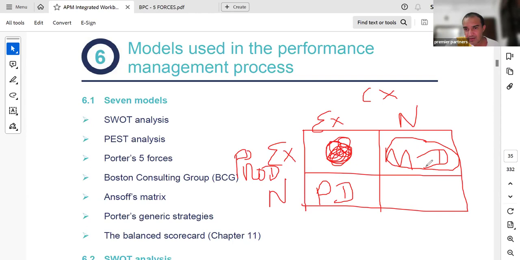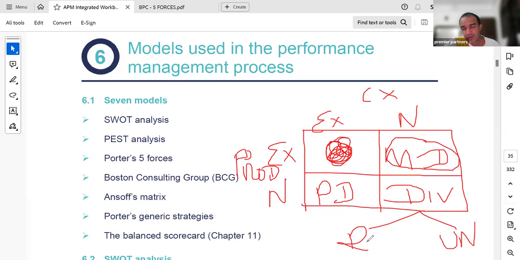Then the last one, where you sell a new product to a new customer segment, is called diversification. Now, diversification is of two types: related diversification and unrelated diversification. Related diversification is where, let's say, PPIM now wants to start producing books. They want to distribute books. But that is related, pretty much in the same line of education, the same value chain.